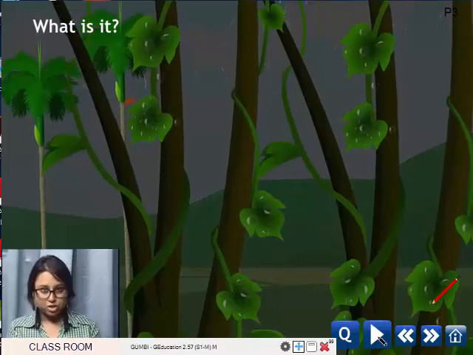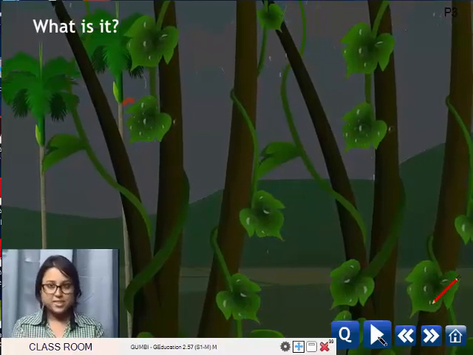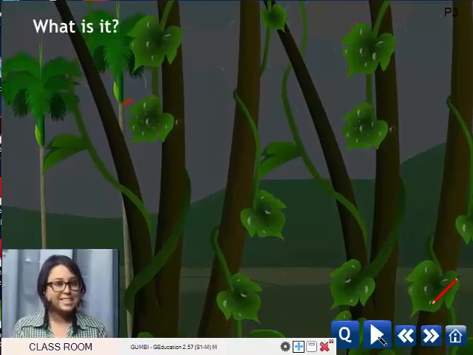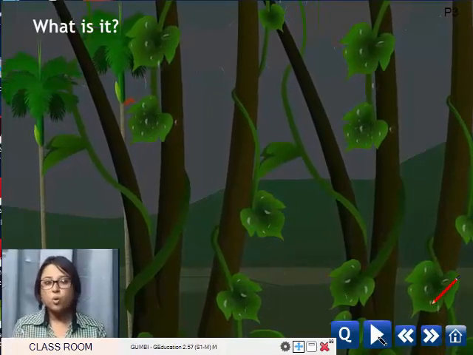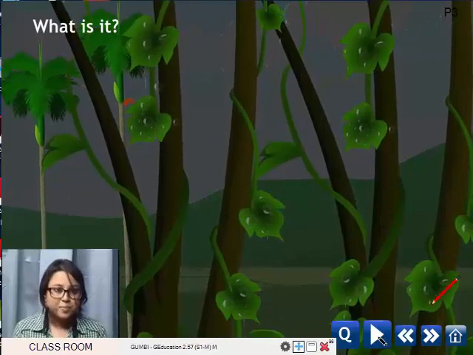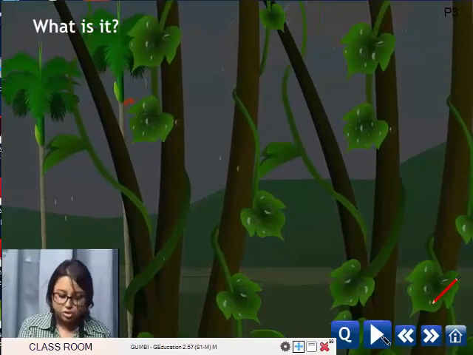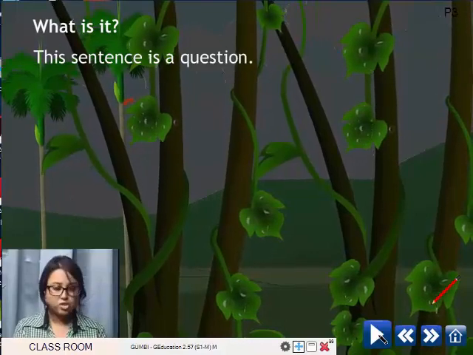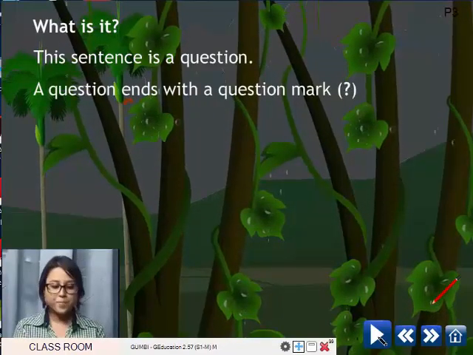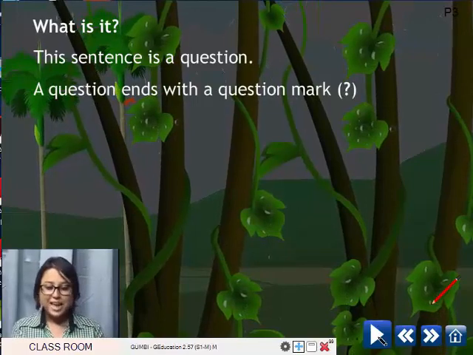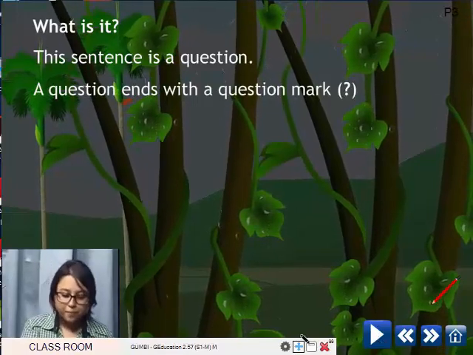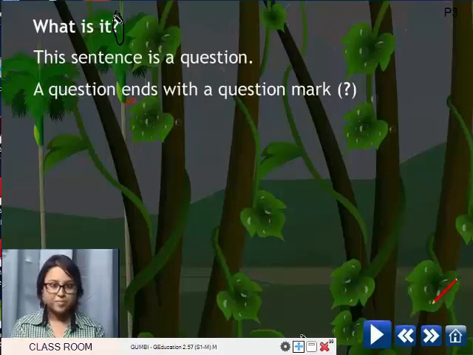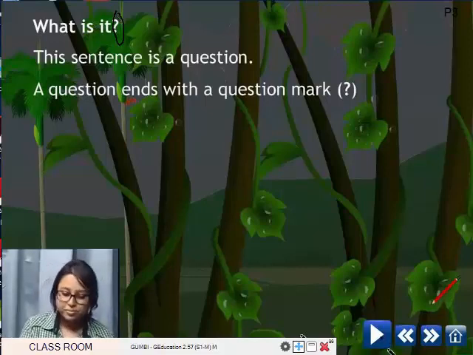In this conversation, we came across a sentence. What is it? Look at the sentence. What type of sentence is this? This sentence is a question. A question ends with a question mark. Question mark. What is it? Question.